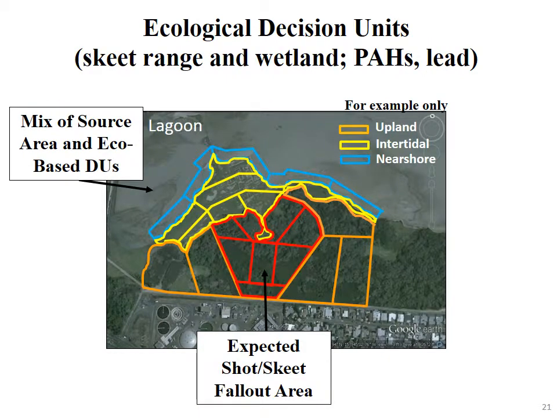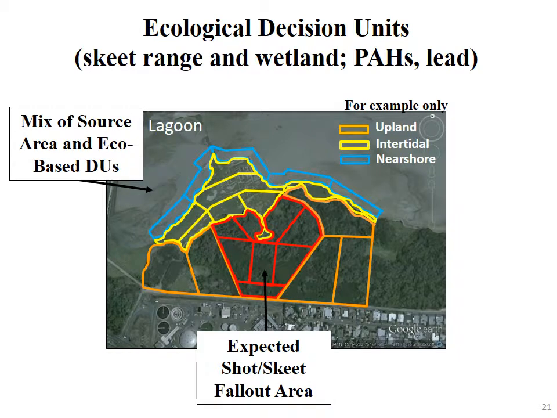Let's look at ecological decision units. This is another former skeet range on the island of Oahu. And here I had very good historical data. Even though it's completely overgrown now, it's been out of use for several decades. The consultant went out, looked at former maps of this area, aerial photos, talked to people who used to work there, and identified where the guns were actually being shot.